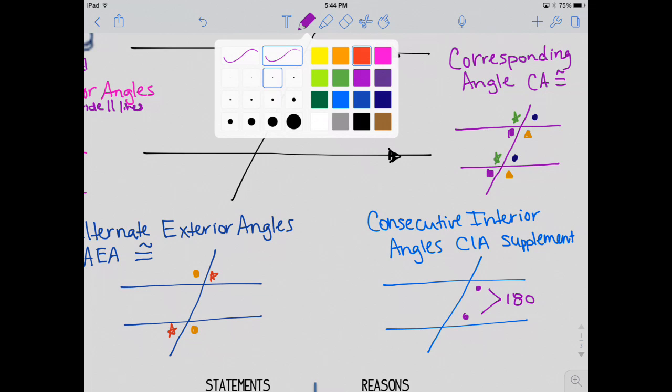And we could have just written CA. And then we have, so let's get rid of that. Then we have angle 2 and angle 5. Well, they are vertical angles. So vertical angles.